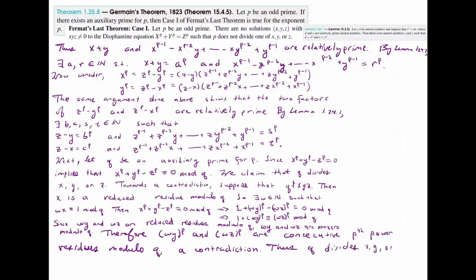And so we have this division here. But we know that x, y, and z are relatively prime. So we have that they're relatively prime. So then by Euclid's lemma, q has to divide exactly one of them.